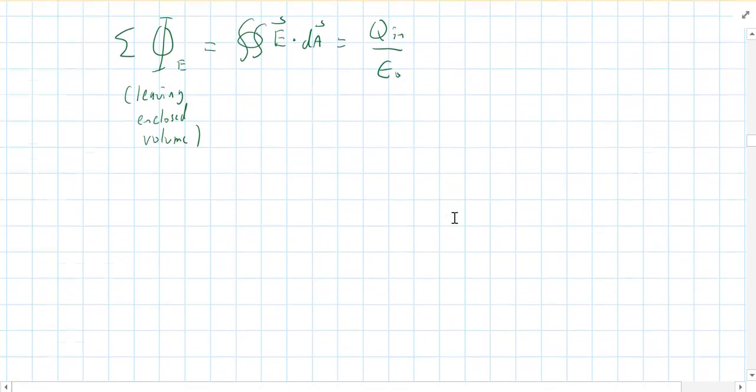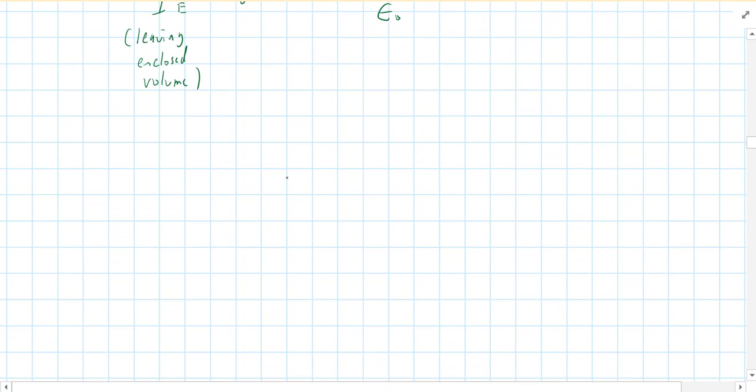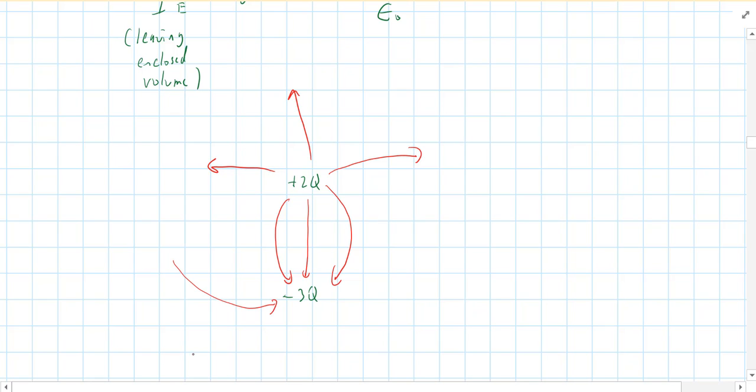Now, as far as electric flux goes, I'm going to do a few more examples here. Let's say I've got the following situation. I've got a positive 2Q here and a negative 3Q there. What if I asked you to draw the electric field around these two charges? You'd have field lines going from the positive to the negative. You'd have a few leaving here, and more entering this one because it's larger.